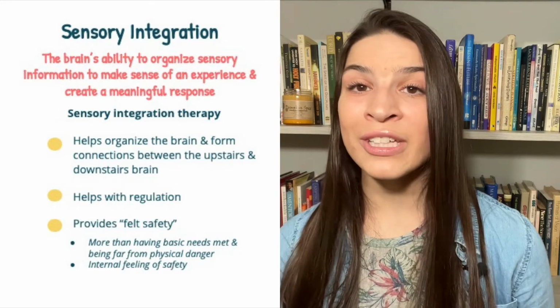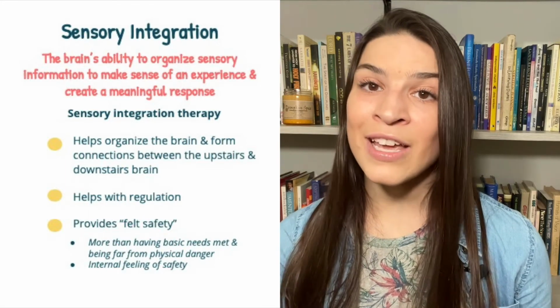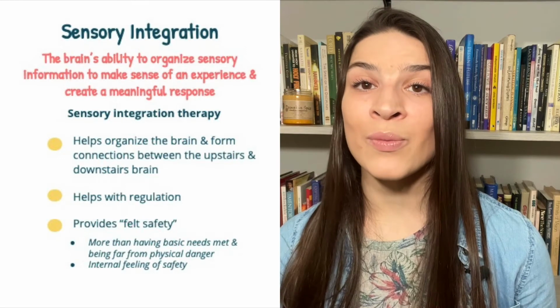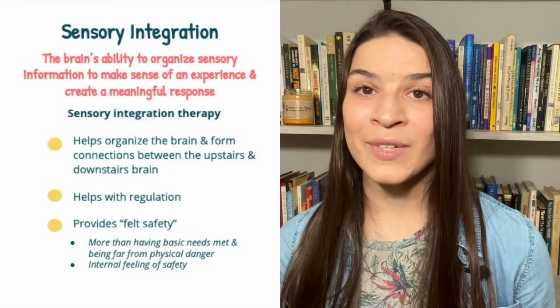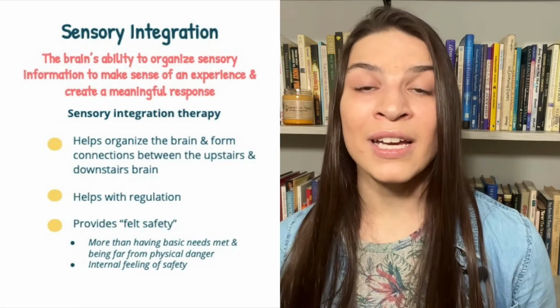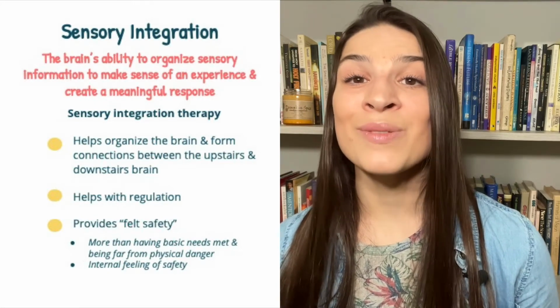As we discussed earlier, the downstairs brain can sometimes overreact and make a child feel unsafe even when there's no danger in the environment. This is why it's important to provide what we call felt safety. We often think of safety in terms of what we can physically see in the environment, like having all basic needs met and being far from physical dangers. But safety is more than that.